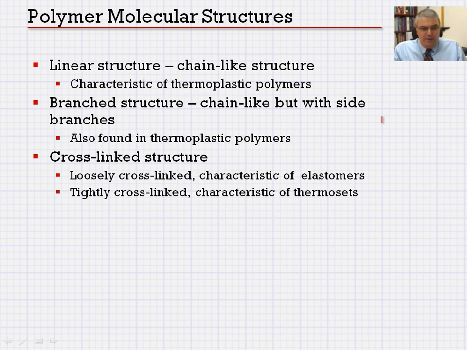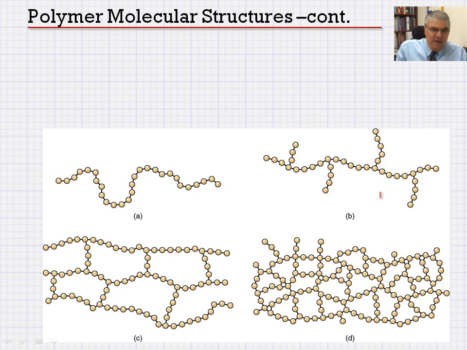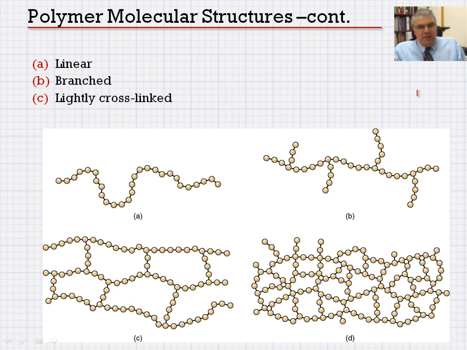In some cases they could be not as tight as we want it to be. It could be loosely cross-linked, or it's tightly cross-linked. If it's loosely cross-linked, that's typical of elastomer characteristics. If they're tightly cross-linked, that's the characteristics of thermosets. An example of a polymer molecular structure, linear, branched, lightly cross-linked, and tightly cross-linked are shown here.